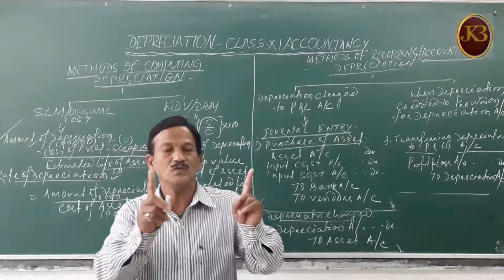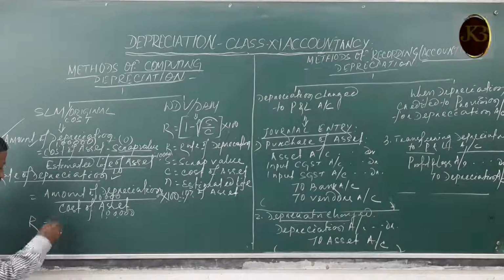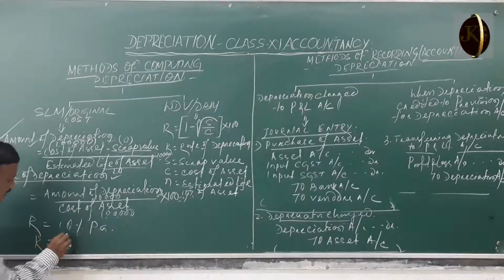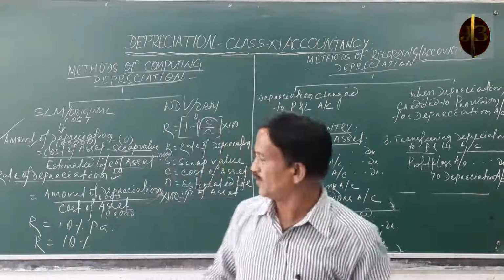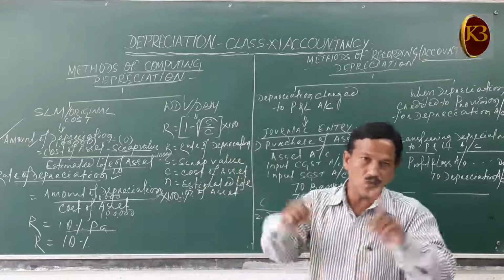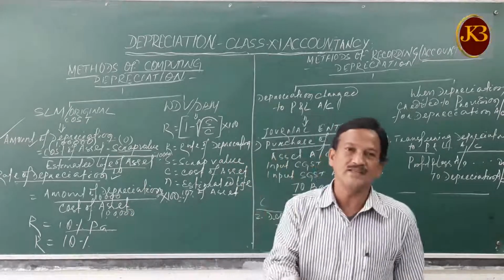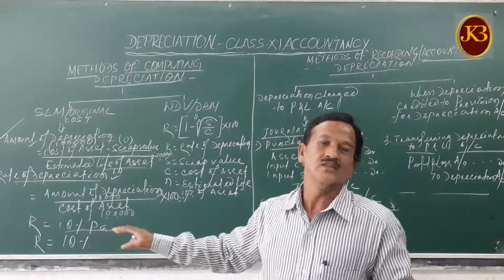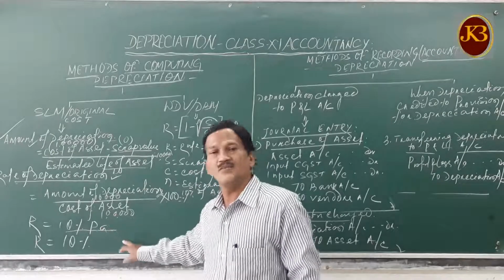There are two rates, and the rate sometimes varies. Some rate is given as 10% per annum, another rate is given as 10%. The difference between these two is that a rate of 10% per annum is taken for the whole year. If the asset is purchased in July and the accounting year ends on 31st December, then from July to December the amount of depreciation is calculated multiplied by 10%, multiplied by 6 by 12.